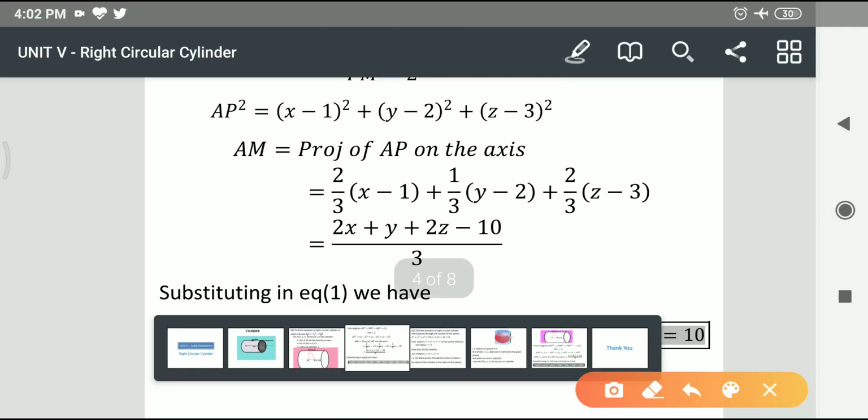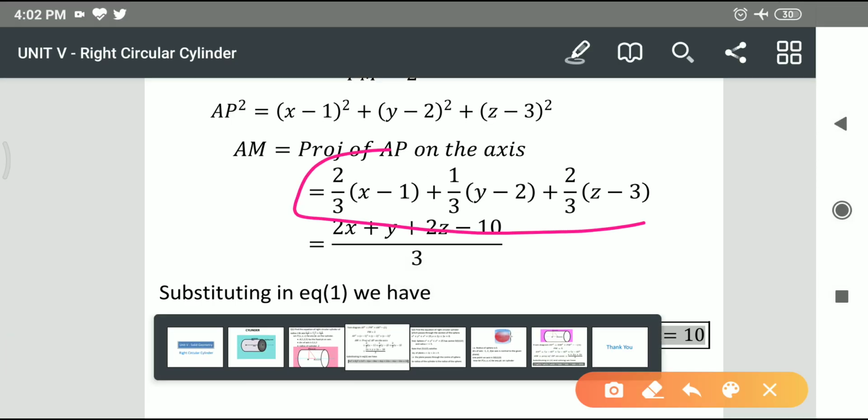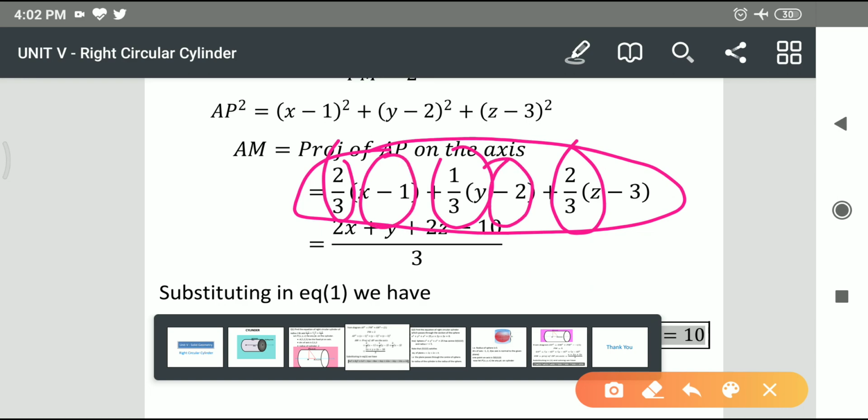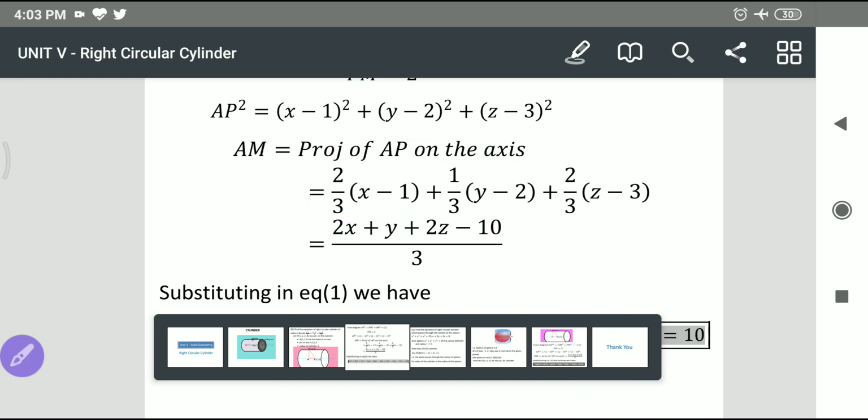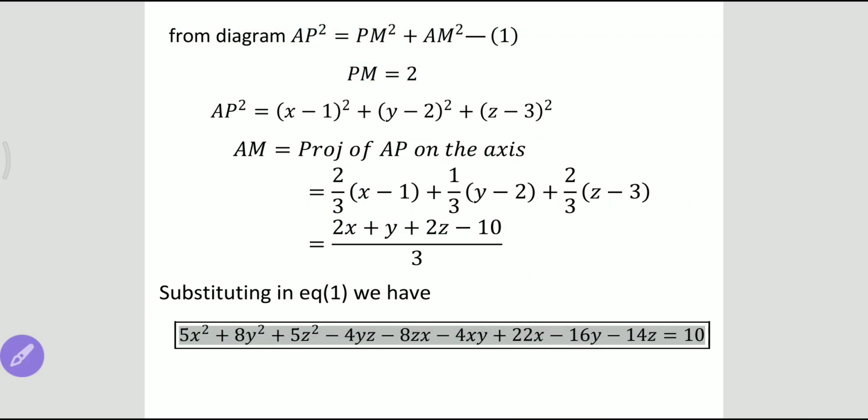So this is the important part. While taking the projection, what you have to do is take the direction cosines, that is 2 by 3, 1 by 3, 2 by 3, and multiply it by the direction ratios of the AP. Okay, so direction cosines of the axis and direction ratios of the AP, take the product of it and add it. Okay, that will give you your AM. Okay, so AM will look like this.